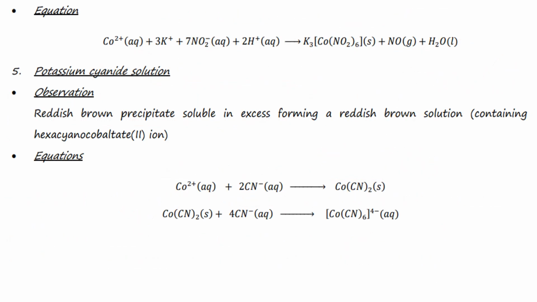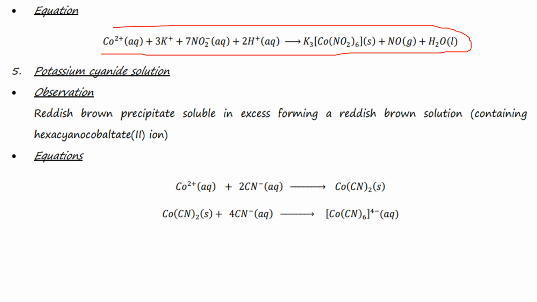So looking at the equation is going to be as follows. But such equations are going to be hard to examine because rarely do we examine such equations. So I won't even try to explain it. So let's go to number 5, the reaction of reagents with potassium cyanide solution. Now this one is highly examinable.